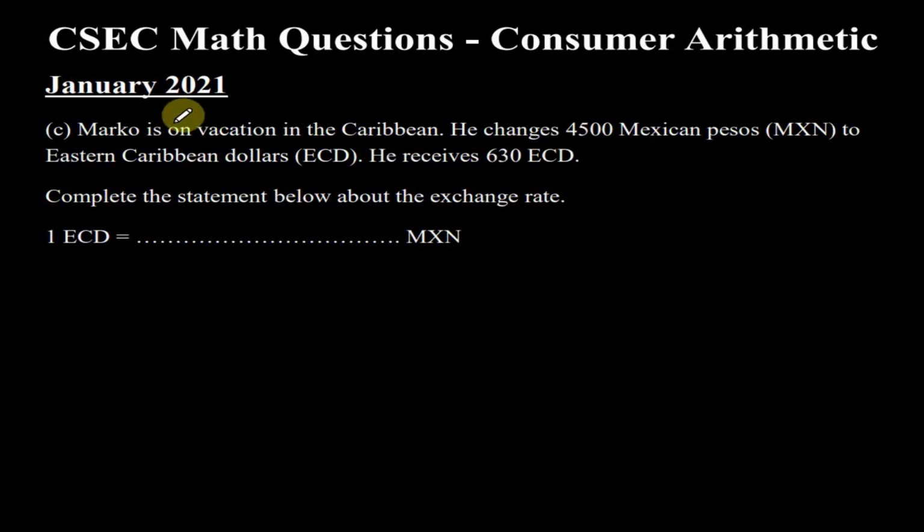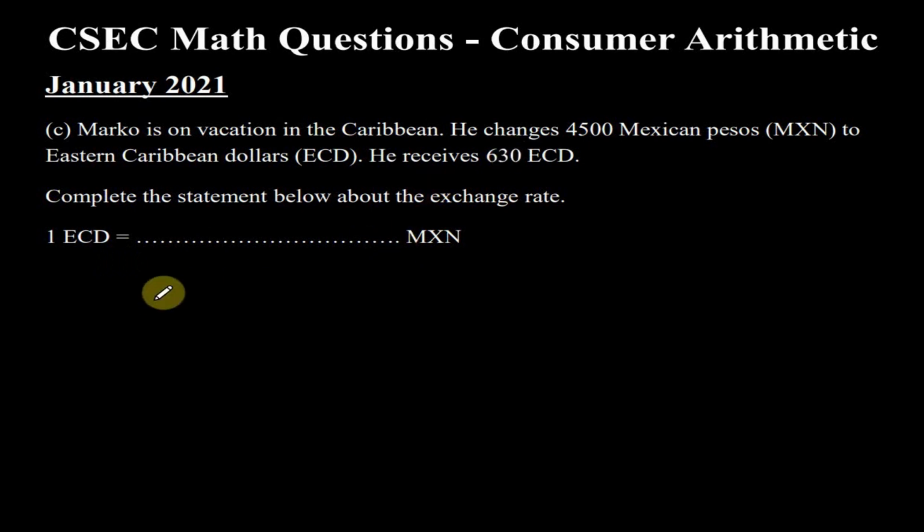Now looking at the question that was given on the January 2021 paper. Marco is on a vacation in the Caribbean. He changes 4,500 Mexican pesos to Eastern Caribbean dollars. He receives 630 Caribbean dollars. Complete the statement below about the exchange rate.